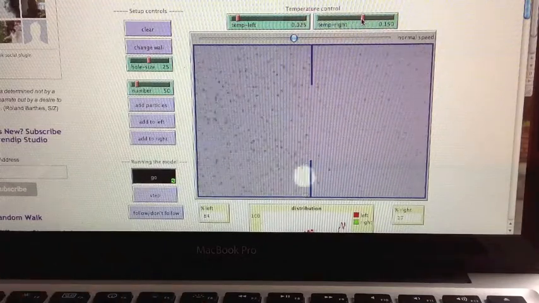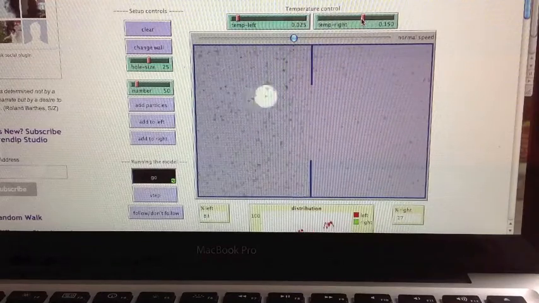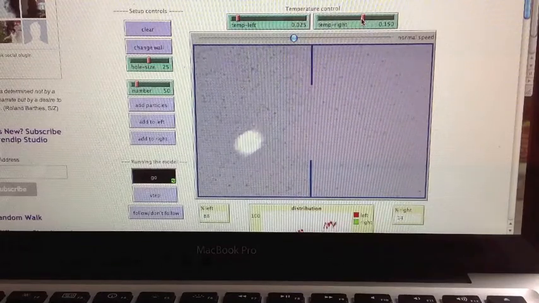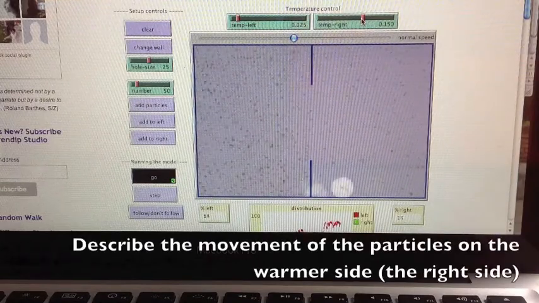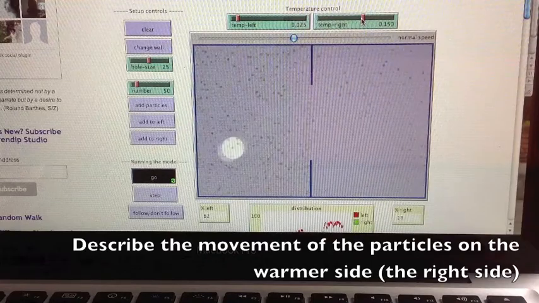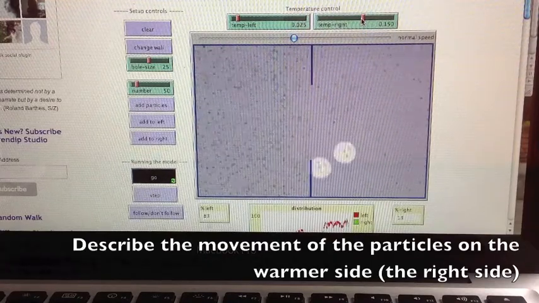So I want you to watch for a little bit here, and I want you to really focus on the right side of the screen, and I guess you could compare that to the left as well. But in your logbooks, I want you to write down or describe the movement of the particles on the right. So talk both about the movement of them and the space between them. How has that changed as we increased the temperature?